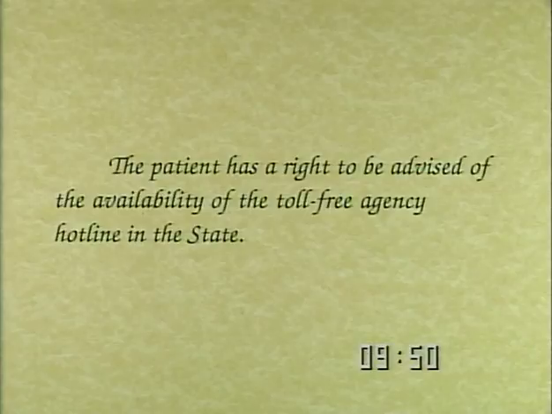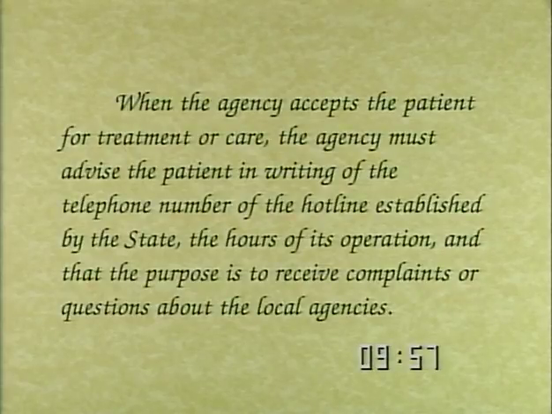The admission procedure must also give the patient information relating to the 6th OBRA 87 standard, to inform the patient of the state's toll-free home health hotline. The patient has a right to be advised of the availability of the toll-free home health agency hotline in the state. When the agency accepts the patient for treatment or care, the agency must advise the patient in writing of the telephone number of the hotline established by the state, the hours of its operation, and that the purpose of the hotline is to receive complaints or questions about the local agencies.